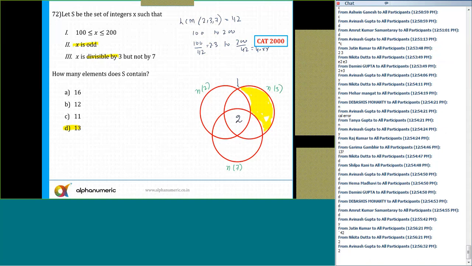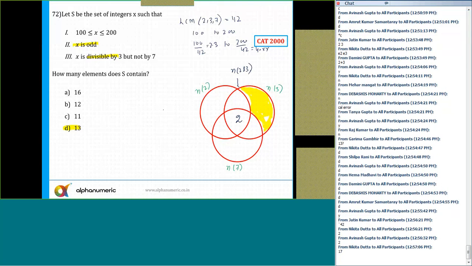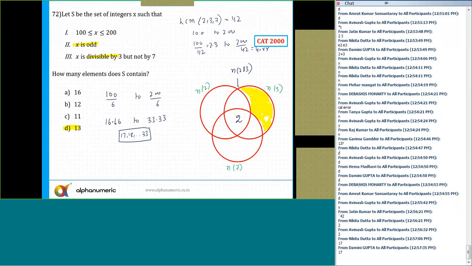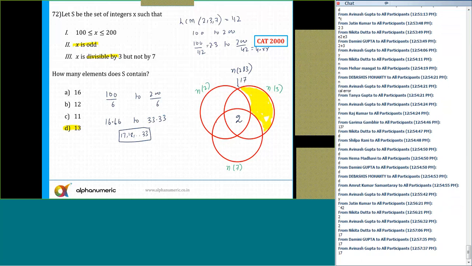Now the LCM of 2 and 3. The number of numbers which are multiples of 2 and 3 is 6, since the LCM of 2 and 3 is 6. So count how many numbers from 100 to 200 are multiples of 6. So 100 by 6 to 200 by 6. 100 by 6 is 16.66 and 200 by 6 is 33.33. Can you tell me how many integers are there? That is 17, 18 and so on till 33. So 17 to 33, how many numbers? 17 numbers. So there are 17 numbers which are multiples of 2 and 3 both. So this is 15.